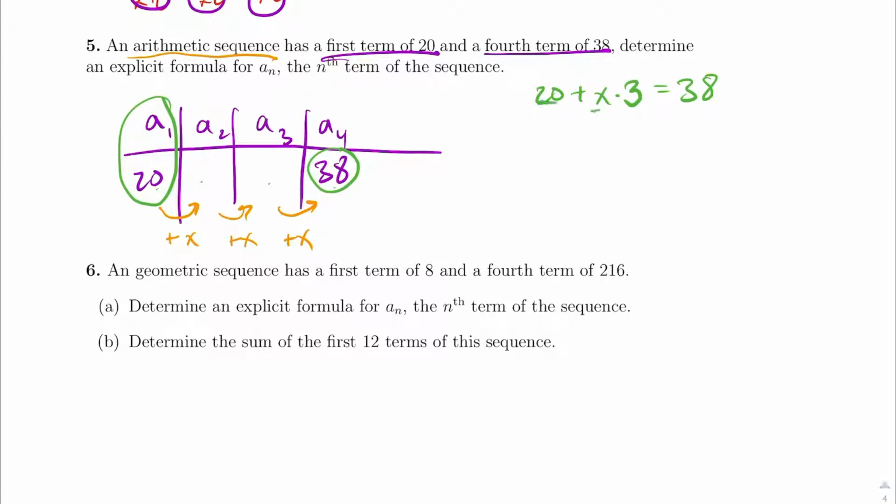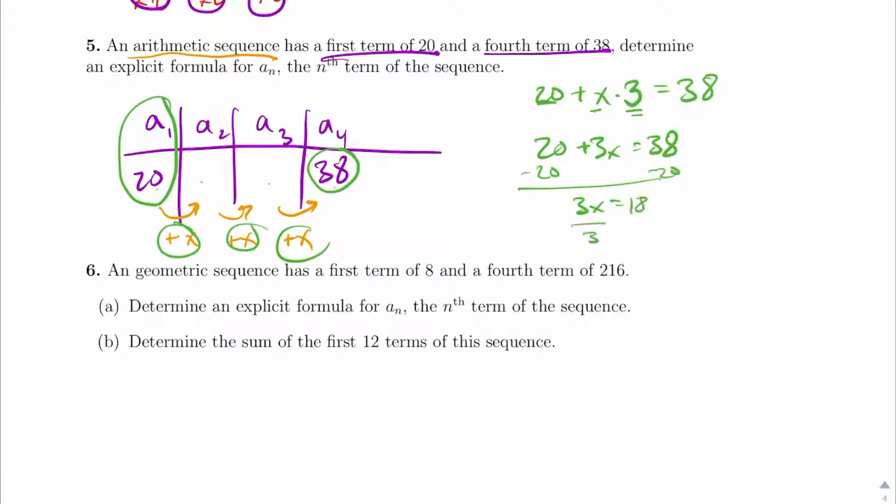Start at 20, add x 1, 2, 3 times, and you get 38. So 20 plus 3x equals 38. Now I'm going to solve this for x, and we get 3x is equal to 18. Divide by 3, we get x is equal to 6.